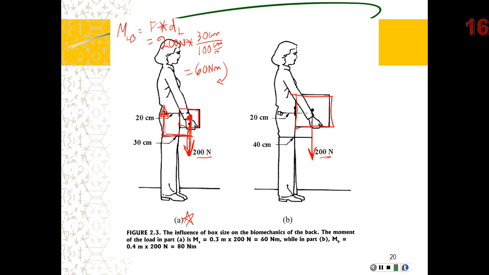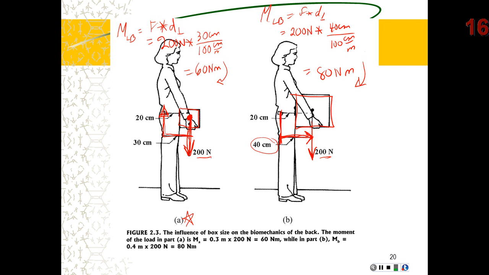In part B, we have the same setup. The moment at the lower back is equal to force times perpendicular distance, with that same 200 newtons. Now the box has to be held further away, so the perpendicular distance between the back and the center of the load is 40 centimeters. Change the units by dividing by 100 centimeters per meter. That is equal to 80 Newton meters, again a clockwise rotation. So you can see that the moment the load creates about your lower back is 60 Newton meters versus 80 Newton meters.